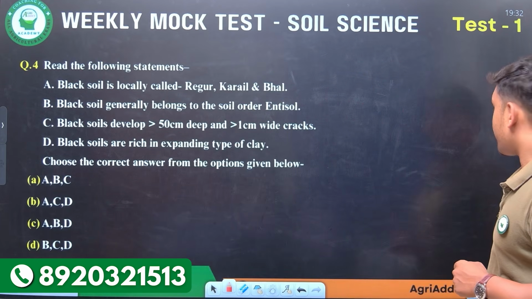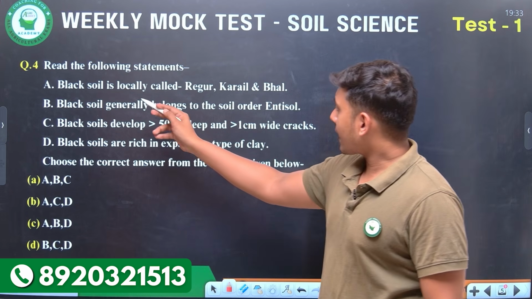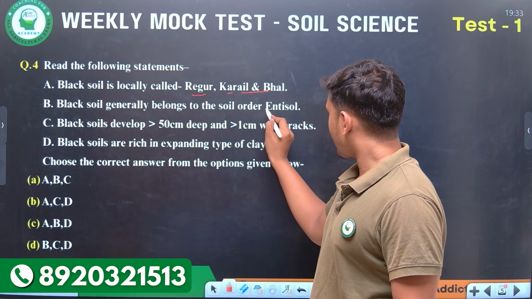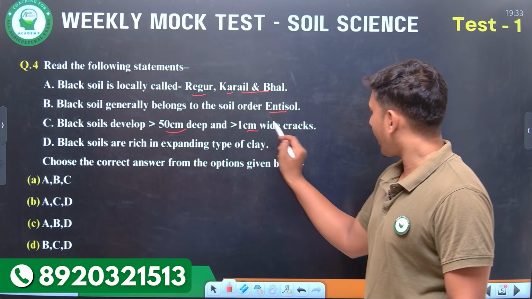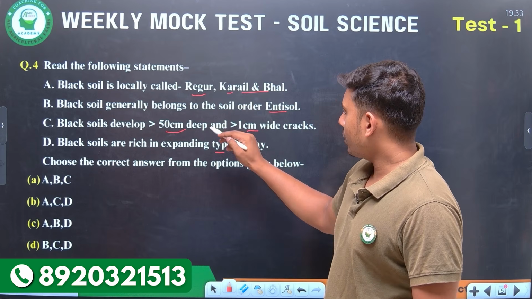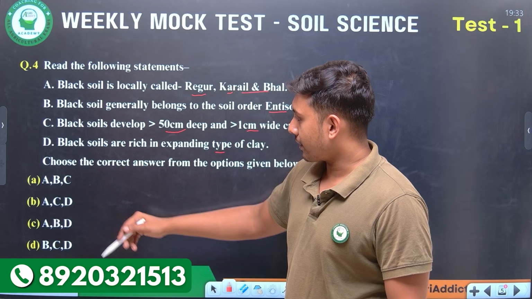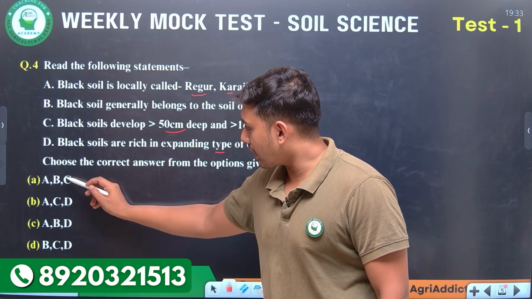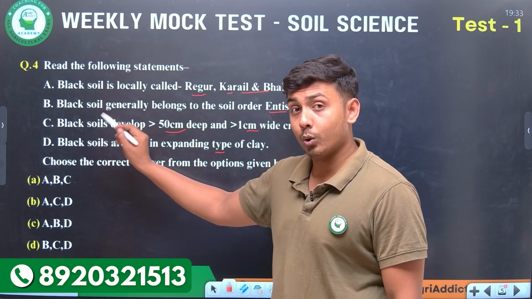Now comes the next question. Read the following statements. Black soil is locally called Regur or Karyl Val. Black soil generally belongs to the soil order Entisol. Black soils develop more than 50 cm deep and 1 cm wide cracks, and black soils are rich in expanding type of clay. In this type of question, first see which is the common answer. Here we can see that C is the common answer in almost 3 out of the 4 options, so we have to judge whether C is right or not.